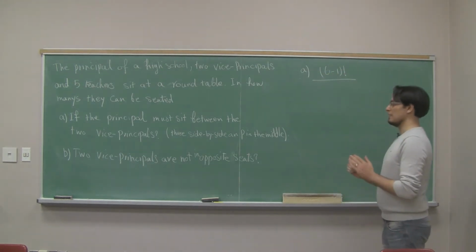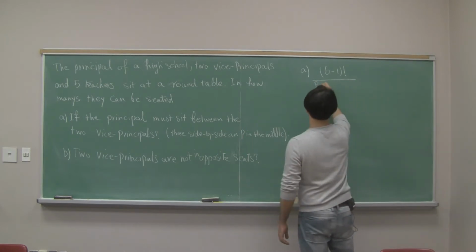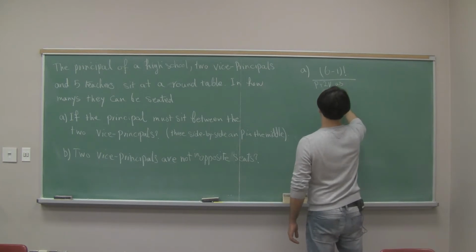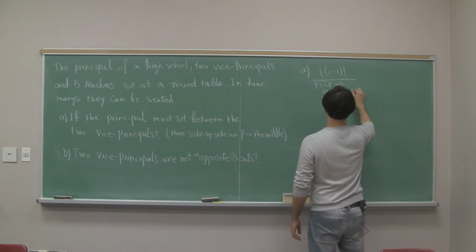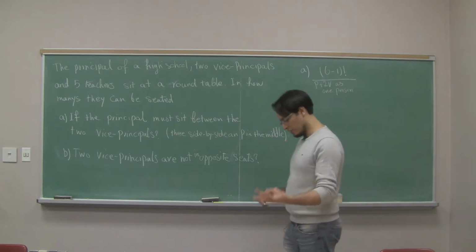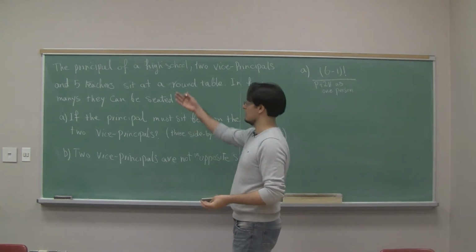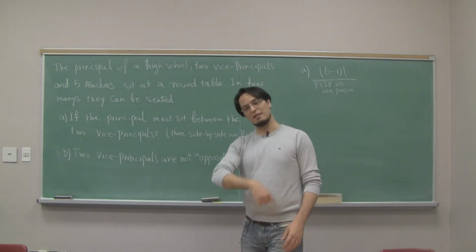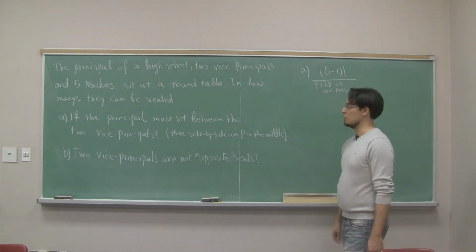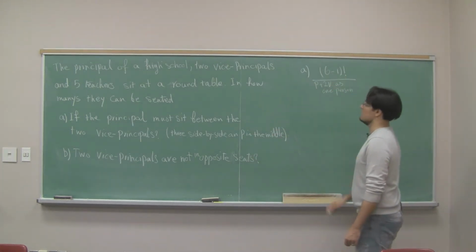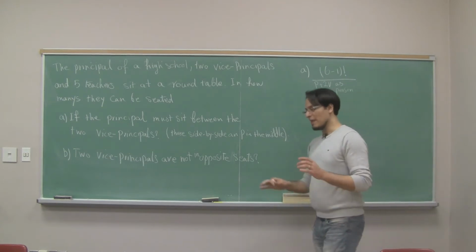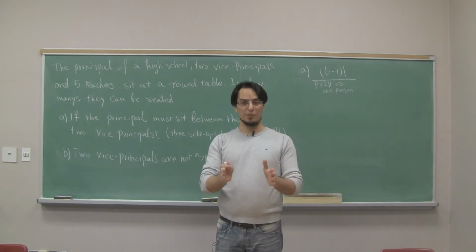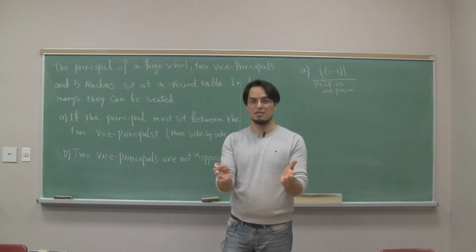This is step 1. In step 1, we are taking the principal and 2 vice principals as one person. Again, there are 3 of them, we make 1 person. With the 5 teachers together there are 6 people, and the number of ways we can form a circle using these 6 people is 6 minus 1 factorial. But we are not done. We have to decide now what the arrangement is for these 3 that we considered as one person.